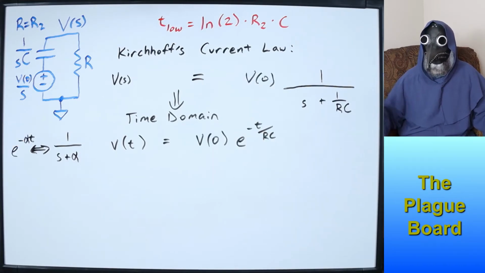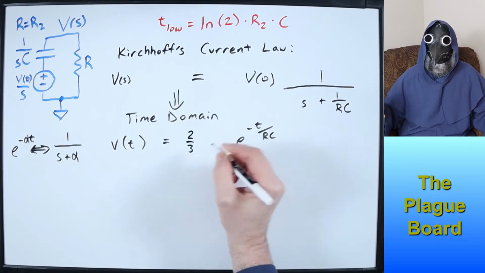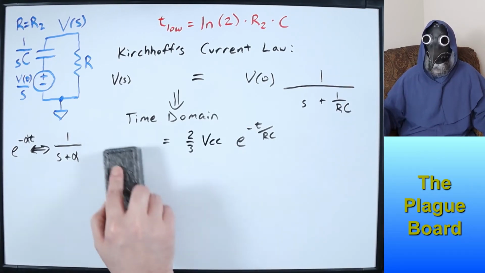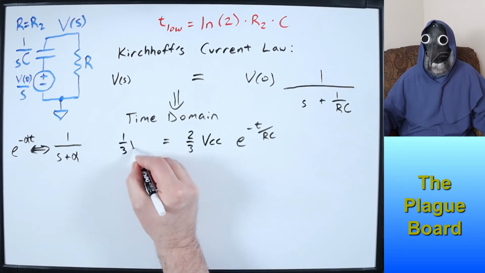Now, we just need to add our initial and ending voltages and solve for t. Our initial voltage will be 2/3 VCC, and we want to know the time when the capacitor discharges to 1/3 VCC.